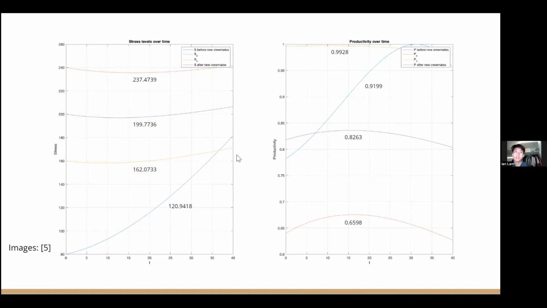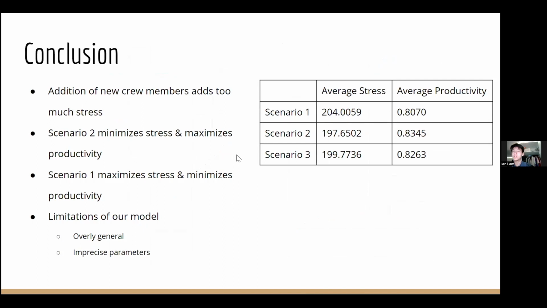And in conclusion, from all 3 scenarios, adding new crew members adds too much stress, as in each scenario, the total stress without new crew members was always lower than with new crew members. Scenario 2 minimizes stress and maximizes productivity, which we can see from the table on the right. And scenario 1 maximizes stress and minimizes productivity.